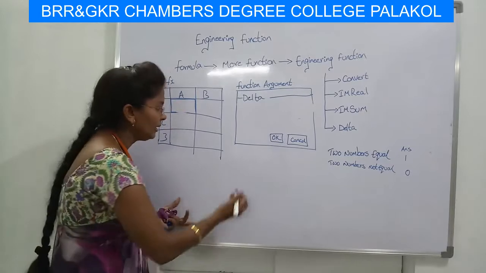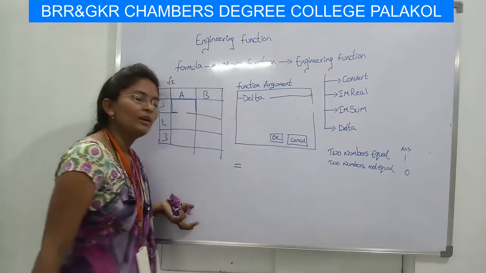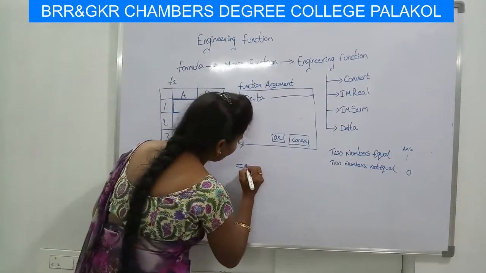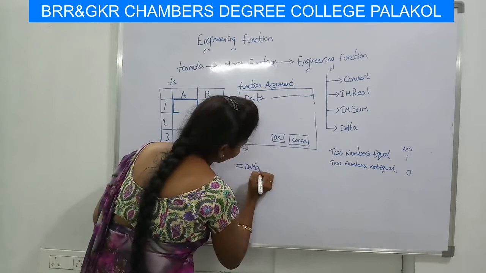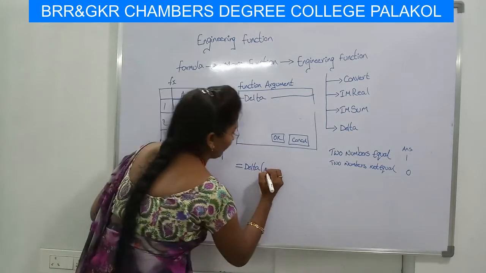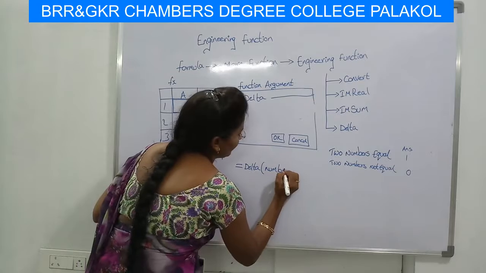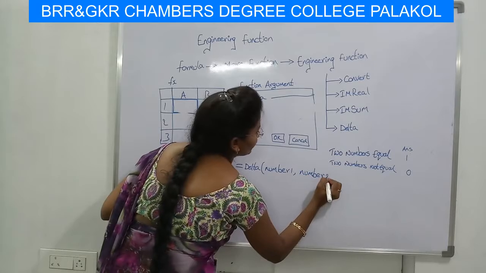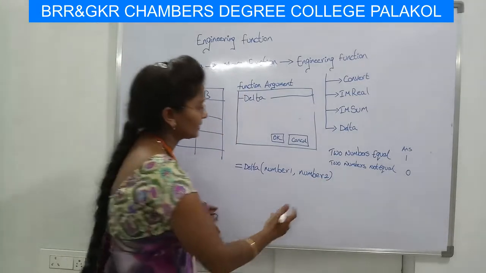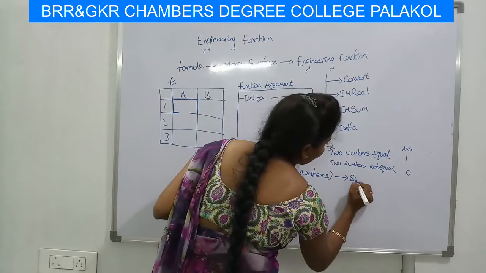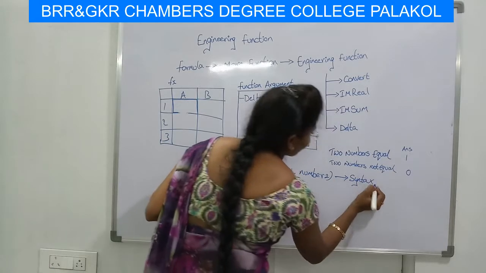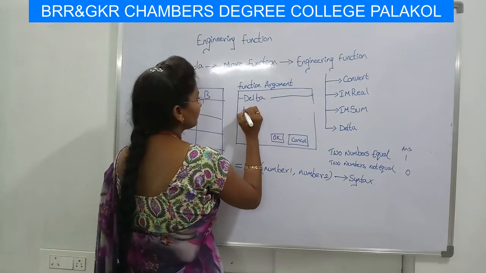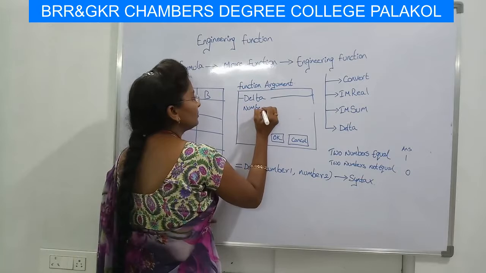Here I am taking the syntax. For that I am taking the equal symbol here and then delta, bracket open and number 1 comma number 2. This is the syntax for the delta function. In this dialog box also you can see number 1 and number 2.